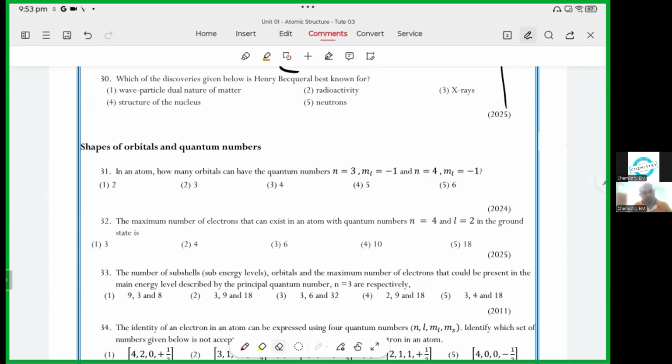2025. The maximum number of electrons that can exist in an atom with quantum number n equal to 4 and l equal to 2 in the ground state is the maximum number of electrons. They are asking about electrons. There is a question here.